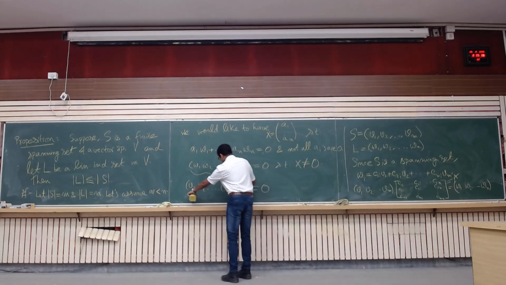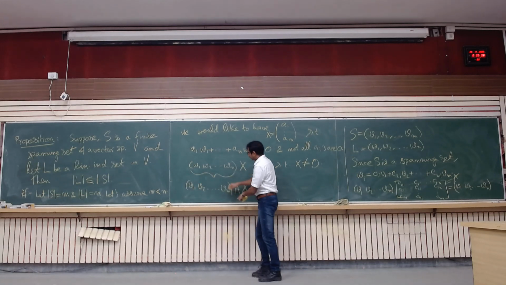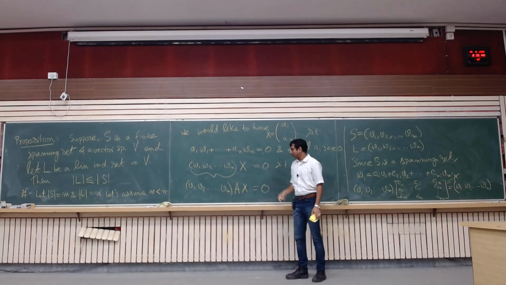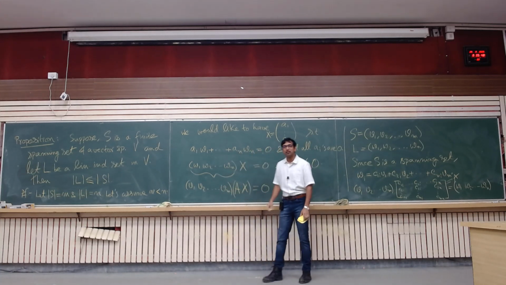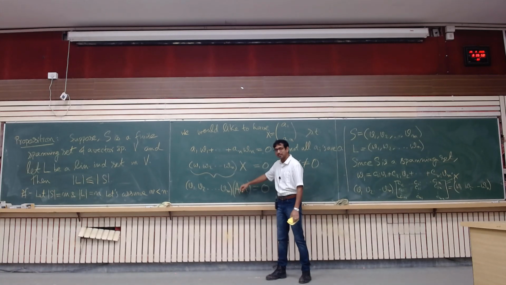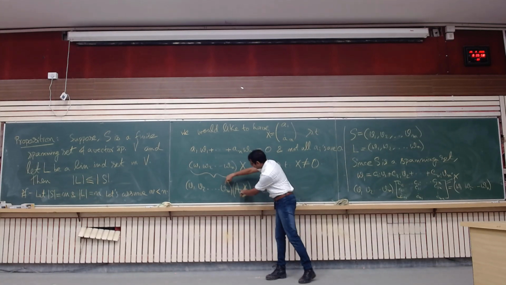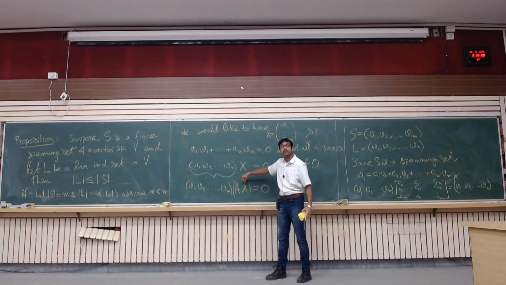Now, this one was this times this, and now we were having this times x. Now, because of the associativity of matrix multiplication in this case, it will be that instead of doing this times this first, we could have done this times this first as well.